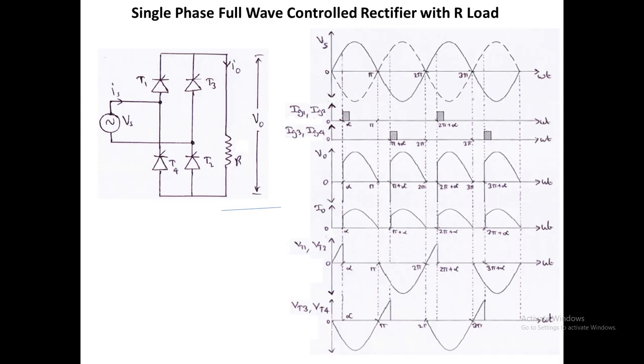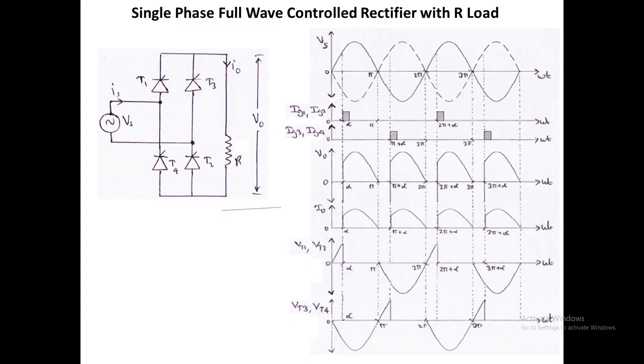The second and third will be the gate pulses for each half cycle conducting thyristors. Ig1 and Ig2 are the gate pulses for the positive half cycle conducting thyristors, and Ig3 and Ig4 are the gate pulses for the negative half cycle conducting thyristors T3 and T4. So the first one, then the third will be the output voltage V0.